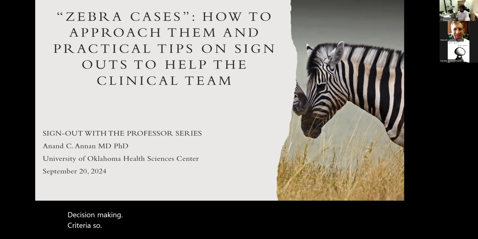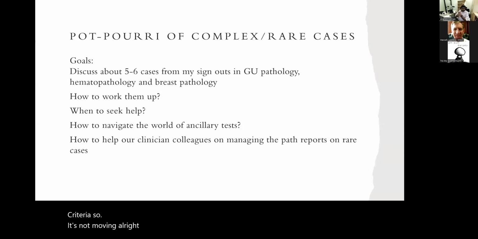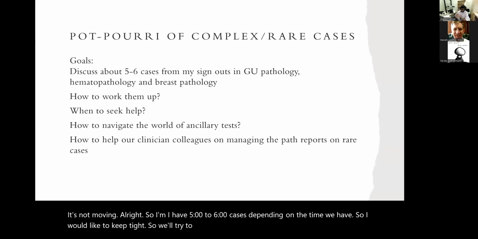So it's not moving. All right. So I have 5 to 6 cases depending on the time we have. So I would like to keep tight. So we'll try to finish by 8 a.m. local time here.